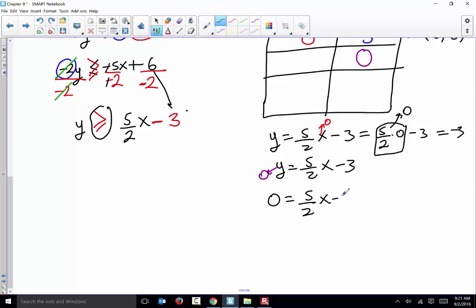0 equals 5 over 2x minus 3. I need to get x isolated, solve for x. So I'm adding 3 to both sides. 3 equals 5 over 2x. Wow, this is tricky. How do I get x by itself? I have 5 and 2. First multiply by 2, so you can get rid of that 2 from the bottom. Okay, now how do you get rid of 5? Divide by 5, both sides, right? Kind of, you flip this 5 over 2 as 2 over 5 and multiply both sides. Now, what do I have for x? 2 times 3 is 6. 6 over 5.